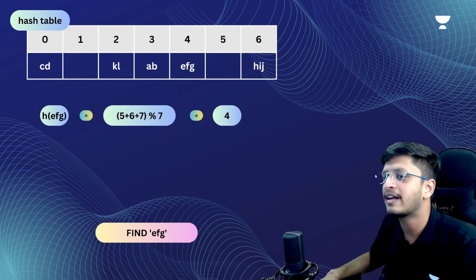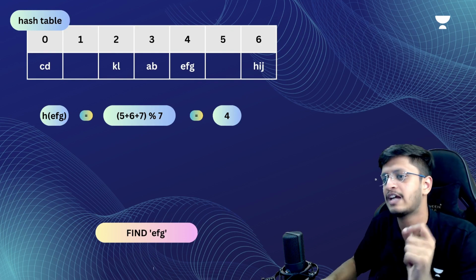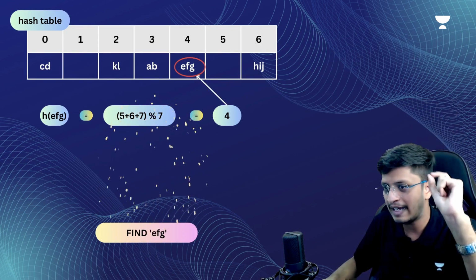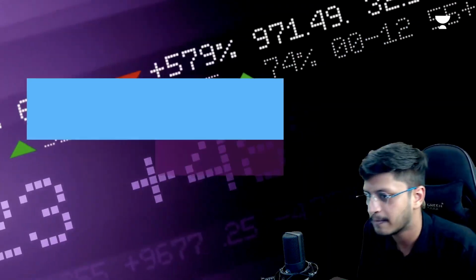Now let's say I want to find another element, like find if EFG is present or not. I will just calculate the hash value of EFG. It is 4. I will go to the lookup table. At 4, is EFG present? Yes, it is present. So yes, we have found our element.